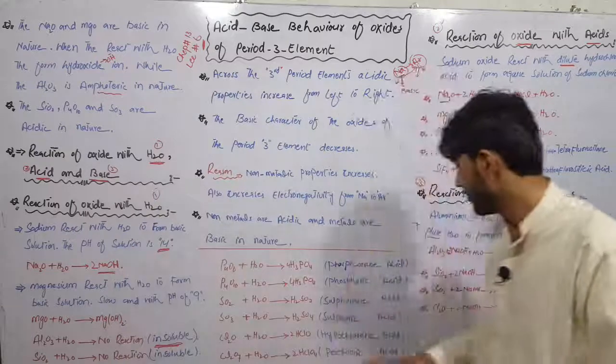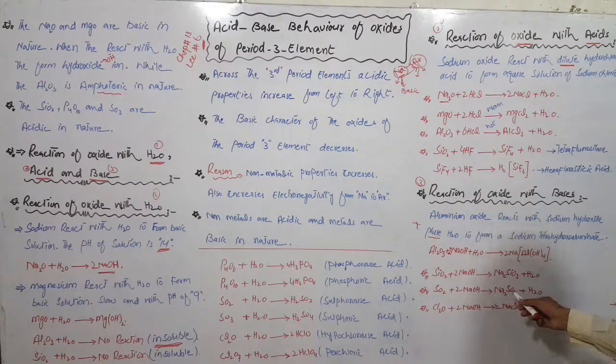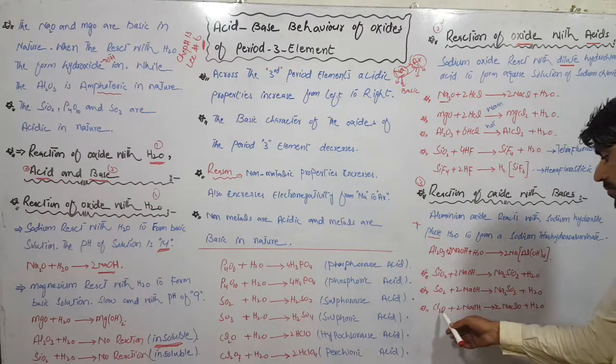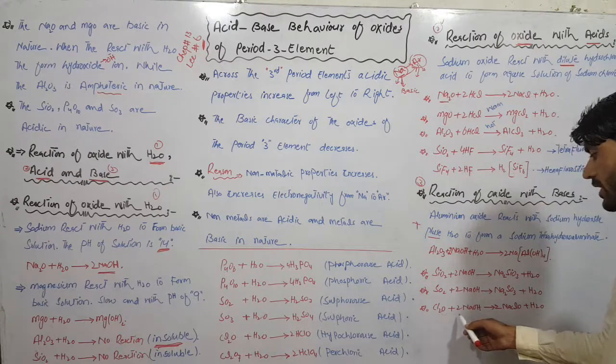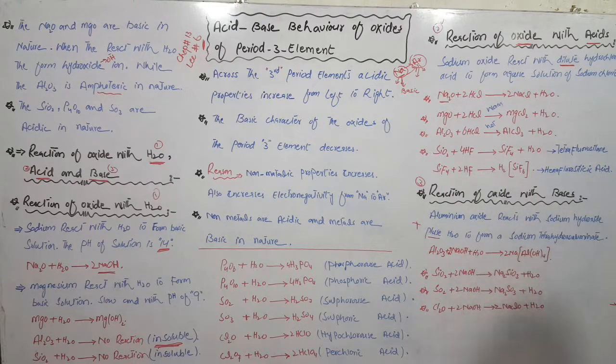Next, sulfur trioxide reacts with sodium hydroxide to produce sodium sulfate plus water. And dichlorine monoxide reacts with sodium hydroxide to produce sodium hypochlorite plus water.